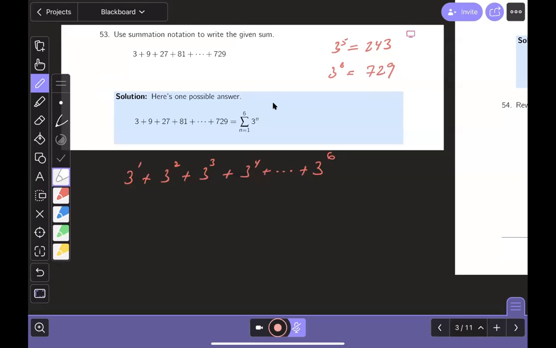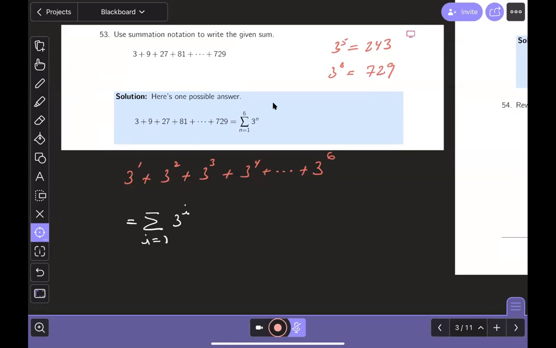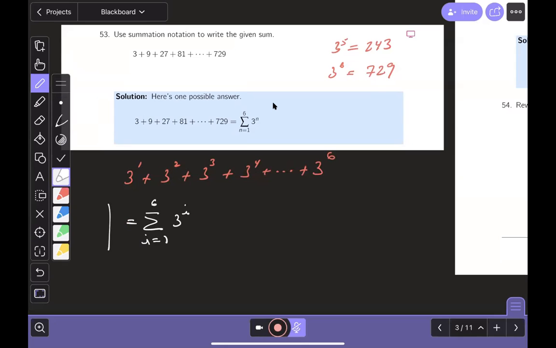All right. So this sum is going to equal 3 to a power. I'll call the power I. I starts at 1. Let me point that out to you. And then it goes to 2, then it goes to 3, then it goes to 4, then it goes to 5, and it ends at 6. Write that down for you. This is the summation notation.